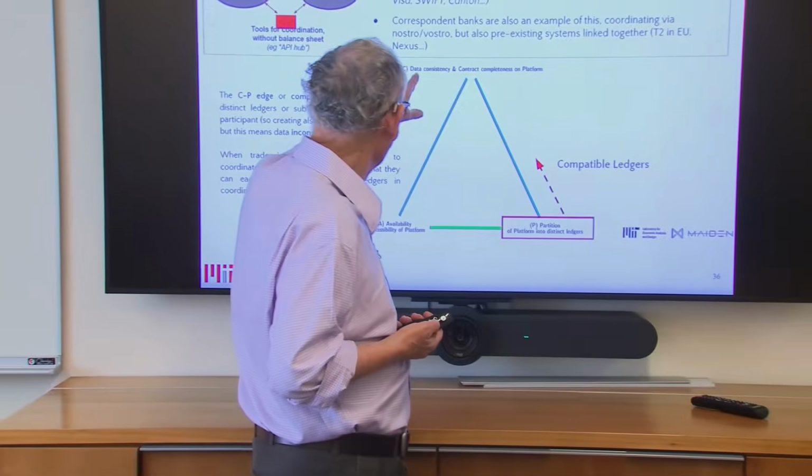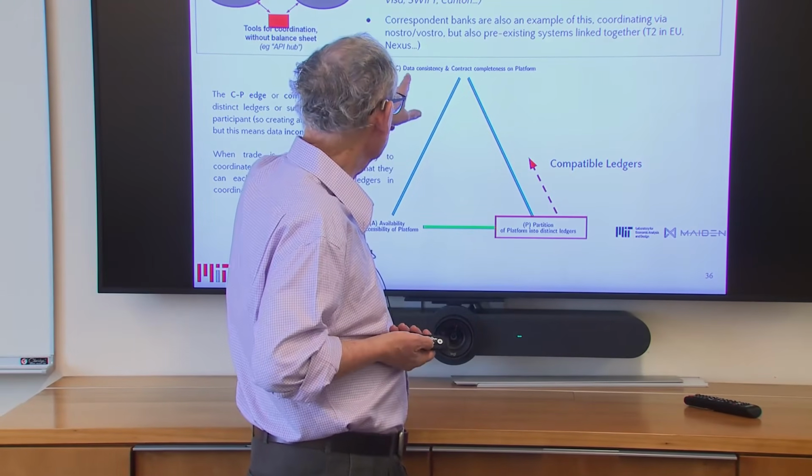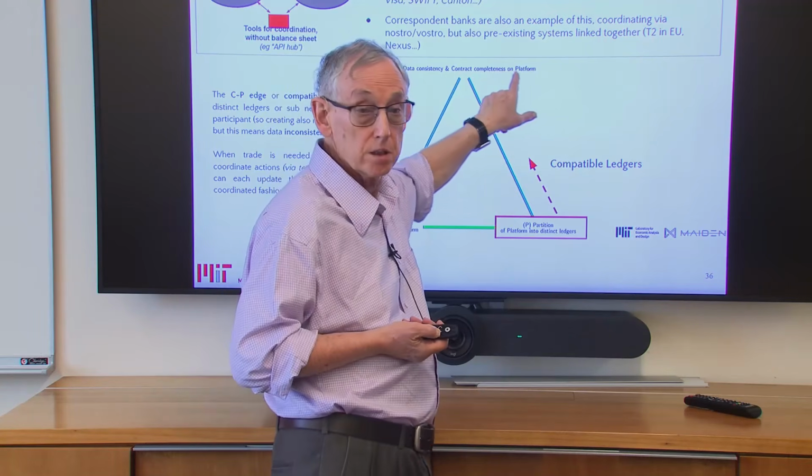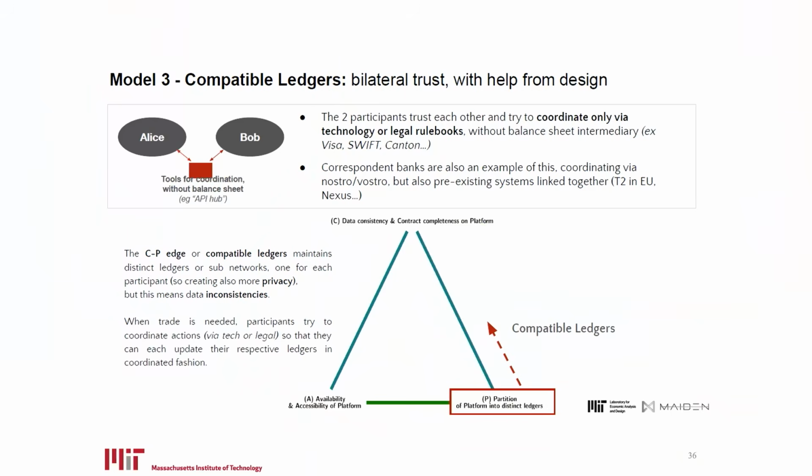By the way, I should have said all along, up here under consistency, it wasn't just data consistency, it's contract completeness. Because on Ethereum, we're running contracts as a node. So we have to worry about whether the multiple contracts that can coexist with each other are consistent with one another.